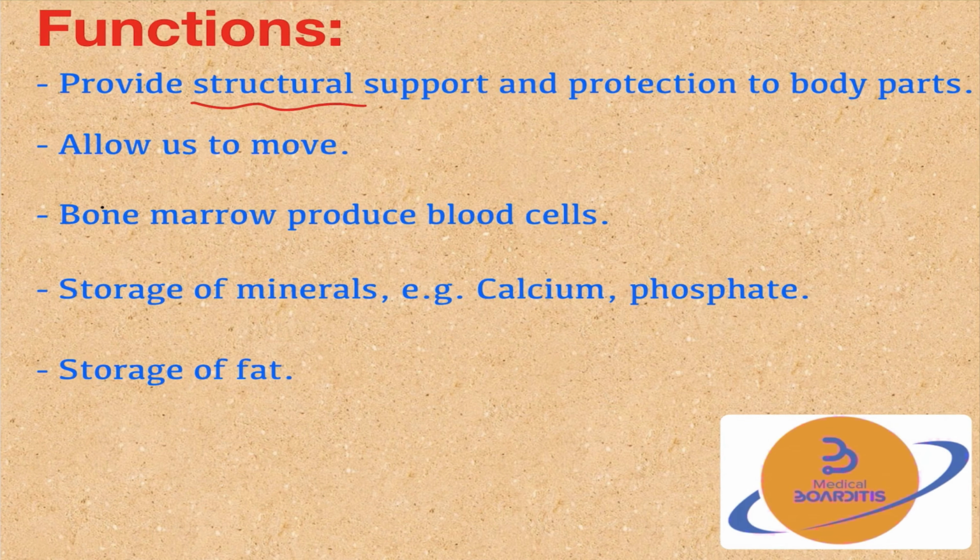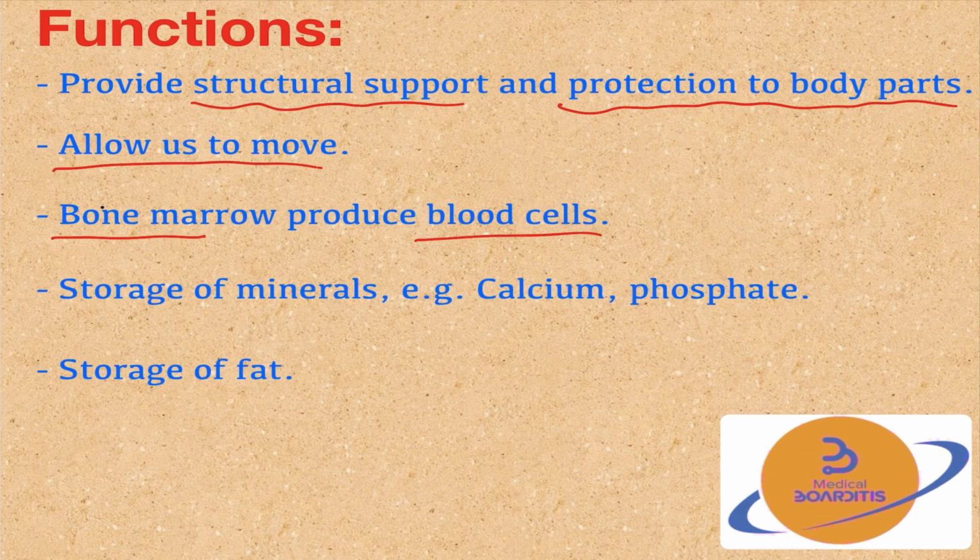Bones provide structural support and protection of body parts. For example, the rib cage protects the inside organs like the heart and the lungs from injury. The bones allow us to move. The bone marrow produces the blood cells of the human body. Also, the bone is a site of storage of minerals like calcium and phosphate. And also the bone is a site for storage of fat.